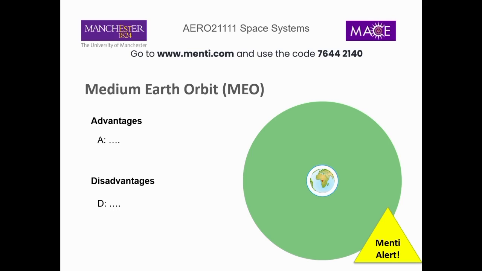More fuel to get there, yeah, absolutely, whether that's with your launch or whether you have to maneuver there yourself. Less drag, great advantage. Worse resolution in your imaging, absolutely. Van Allen belts as a big disadvantage. You've got more radiation.